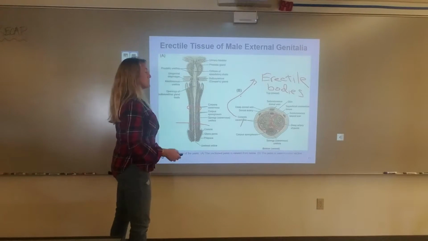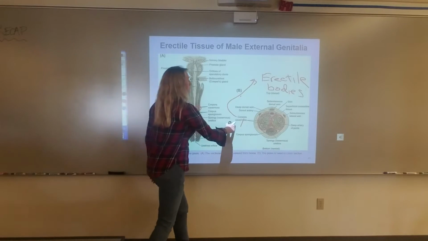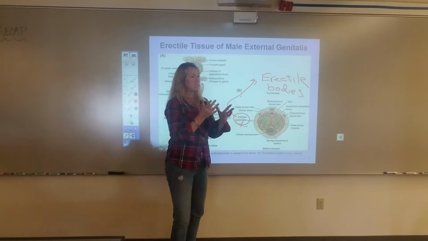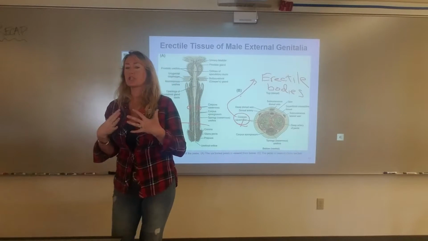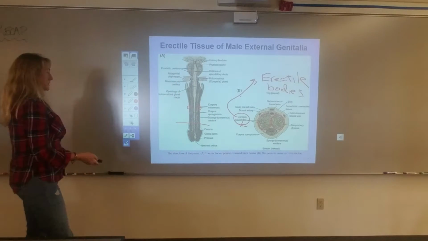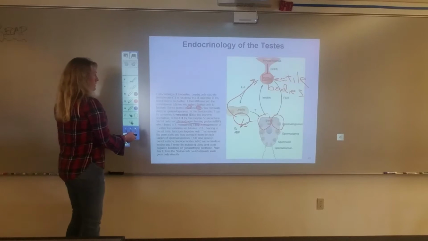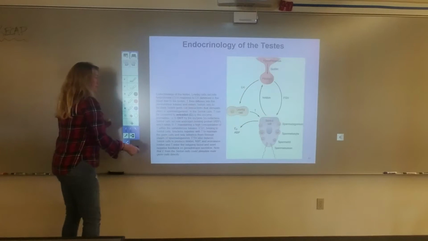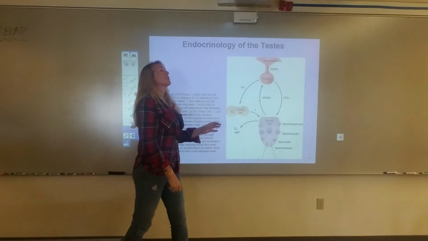Okay, so those are the corpora cavernosa, those erectile sinuses. They're basically sinuses in space that can actually fill up. So that's what we call the erectile bodies. Whoops, back up. Okay, so now we're looking at the endocrinology of the testes.